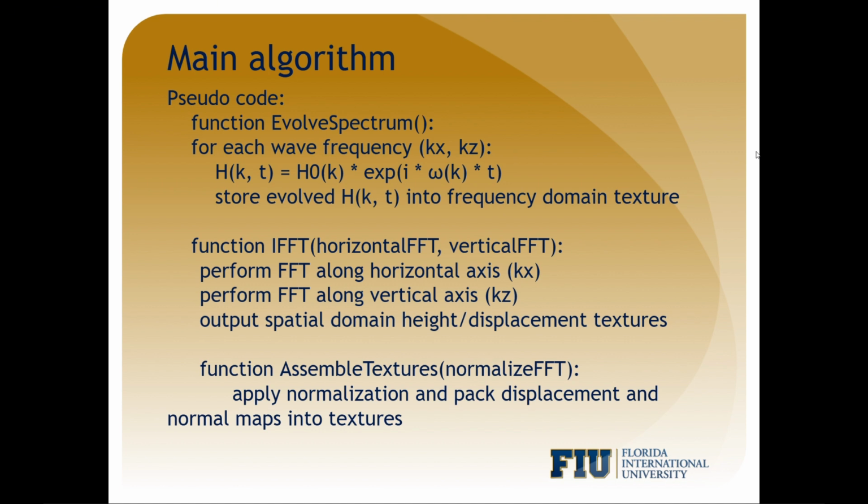Finally, we have the assemble textures function. Here, we normalize the data, generate displacement and normal maps, and pack everything into textures that are used during rendering for lighting and shading.